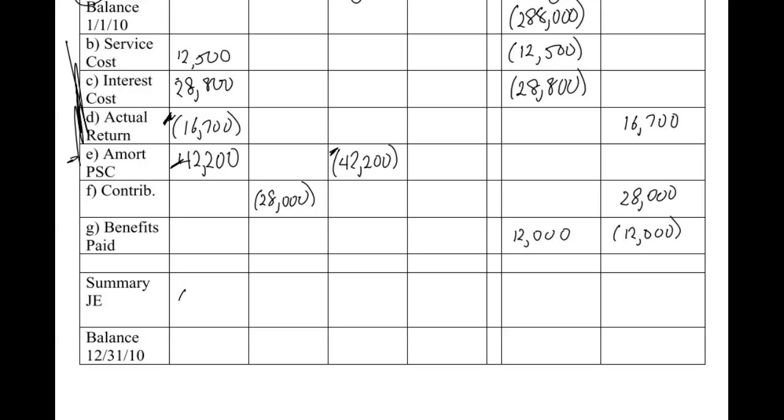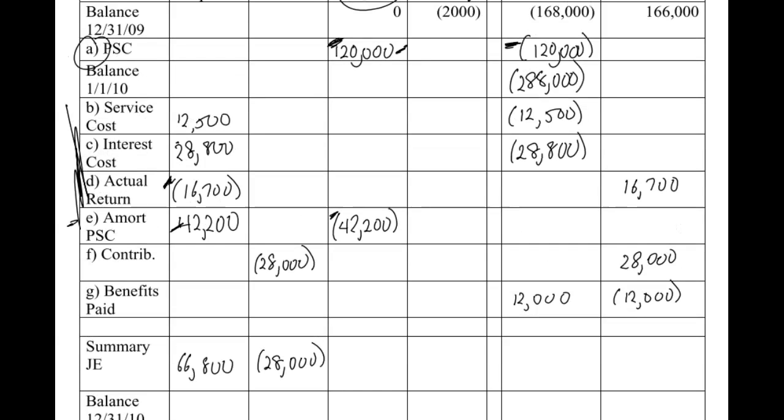All right, so our summary journal entry, 66,800 here, 28,000 here. All right, now this one, be careful. So this one, remember, we have two items. We had the initial amendment. That actually happened this year, and this happened this year. So we have both of those happening this year. So our ending balance is 77,800.